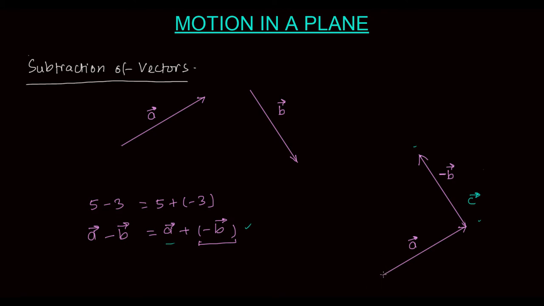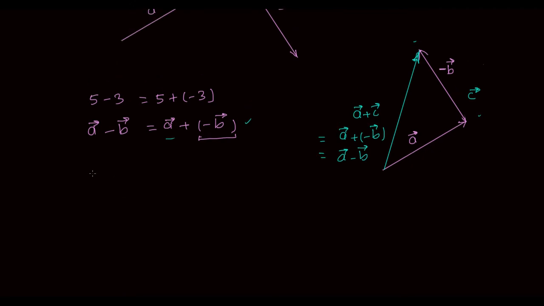And this vector that we'll get, that joins the tail of the first to the head of the last, that vector is called the resultant, and that is nothing but A plus C, if you want to say it like that. And we know that C is nothing but minus B, okay, and that is nothing but A minus B. So subtraction is nothing but addition of the negative of the vector to that vector, right? Is that understood? Now if you see, then the subtraction of the two vectors is not commutative, okay? So A minus B is not equal to B minus A.